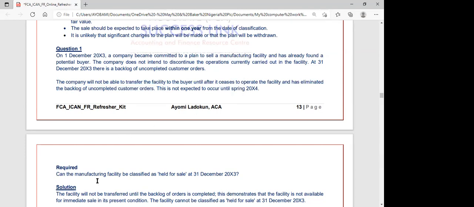Required: can the manufacturing facility be classified as held for sale? Now, let me try to demonstrate how you answer this kind of question in your exam, if it comes up. I want to see if I have it in my printed notes here so that I can go to the marker board and explain it to you. Sorry, I'm still trying to look for that.